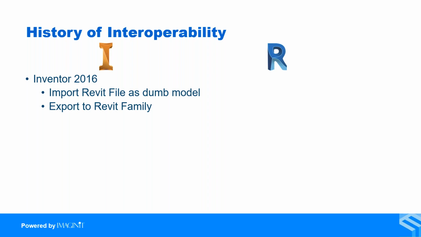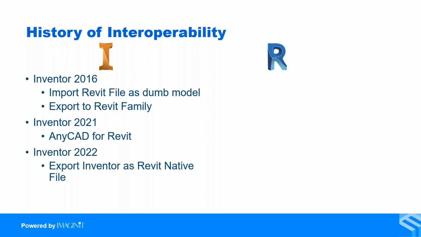And then that was it for a while. We could bring in a Revit file and we could export to Revit family. That's what we could do. Then in 2021, they added AnyCAD for Revit. So rather than importing it, we can now link the Revit file in, so we have access to it. Then they added being able to export an Inventor file as a Revit native. So now I can take my things in Inventor and they become RVT files that can be consumed by Revit.